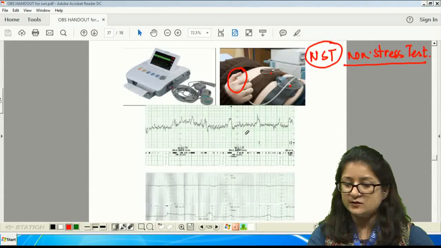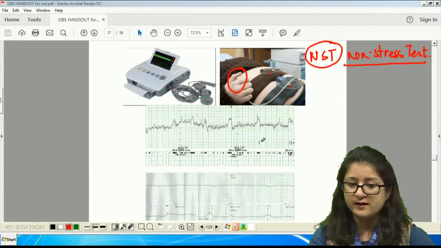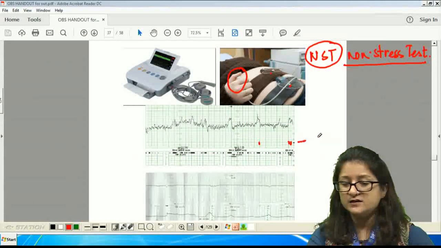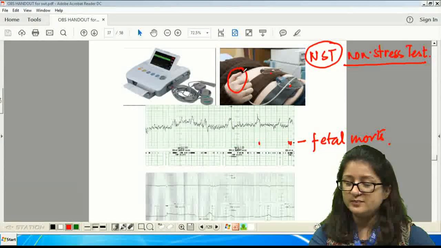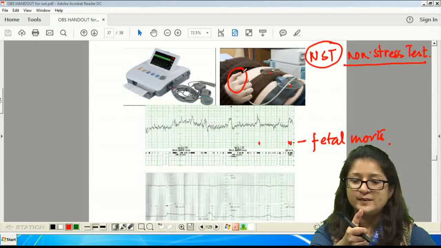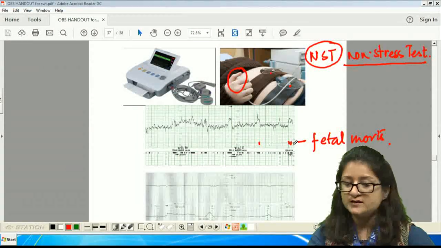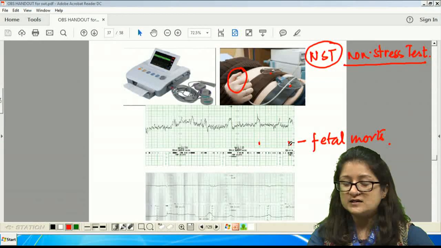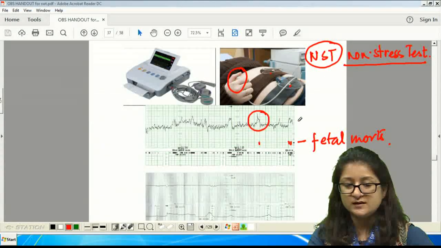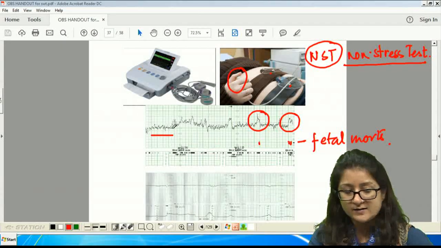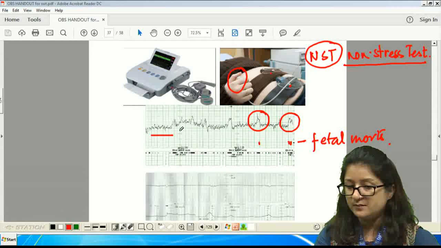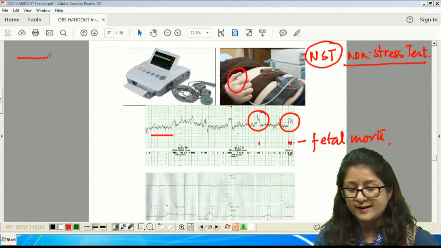Now this is what the trace looks like. In the first figure, these dots here are the fetal movements, recorded when the woman presses this button. Simultaneously with these fetal movements, there are accelerations in the fetal heart rate. This is the baseline fetal heart rate, somewhere around 120 beats per minute. This baseline is not straight, but a zigzag, wavy baseline.